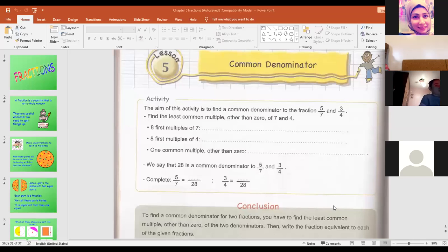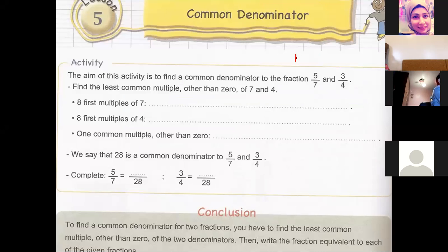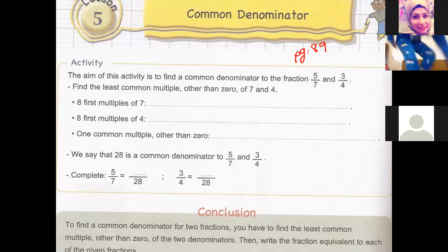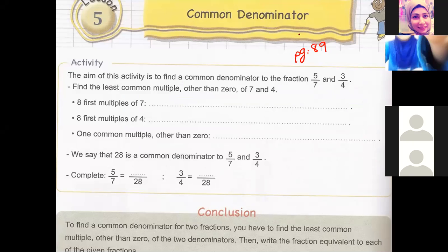Today our lesson is about common denominators. Please open your math books, page 89. The aim of our lesson is to find... Teacher, it's book two. Page 90, not 89. Okay, page 90. Let's write page 90.